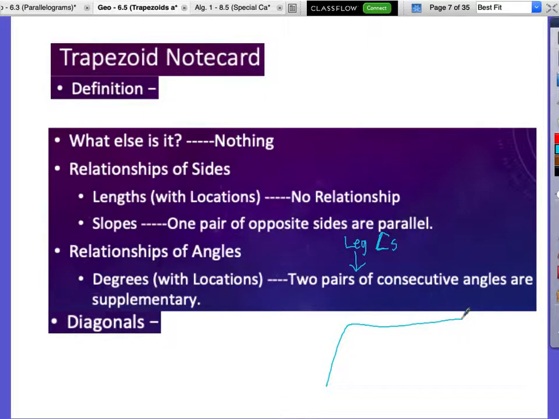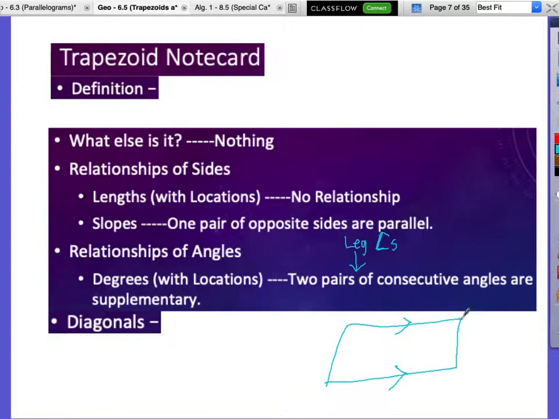So we might have a trapezoid that looks like this. That's possible. Or this top and the bottom are parallel.